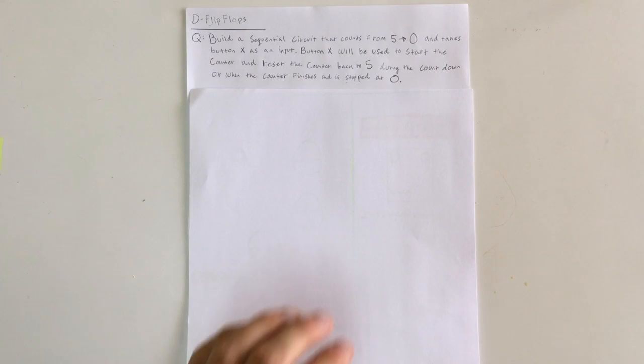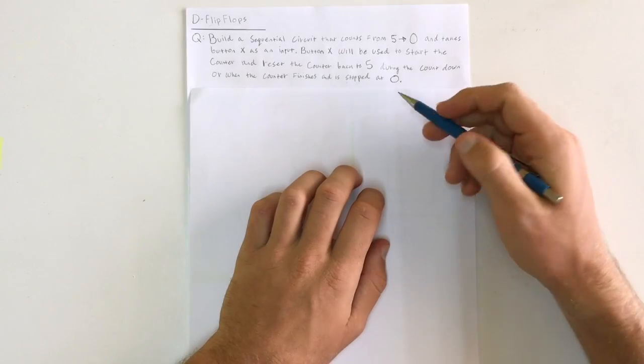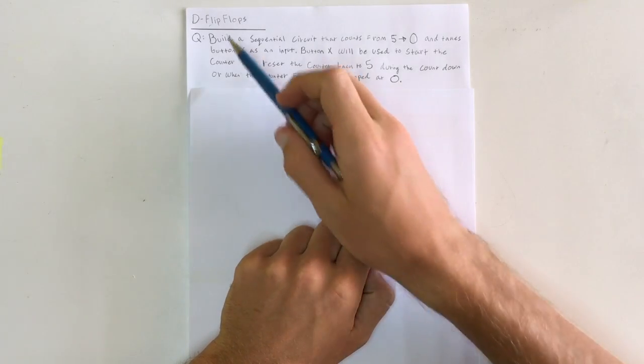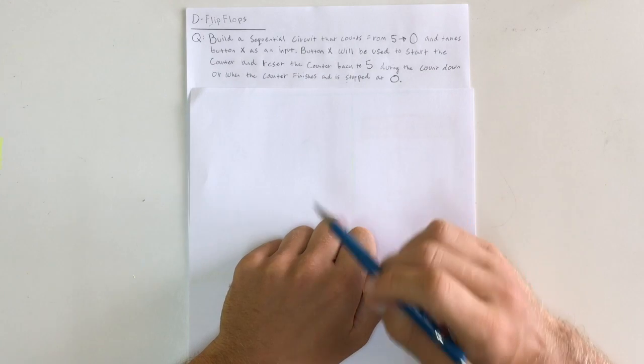Hi, and welcome everybody to the last example in this series. Today we're going to be building another sequential circuit, but we're going to be using D flip-flops. So let's look at the question.